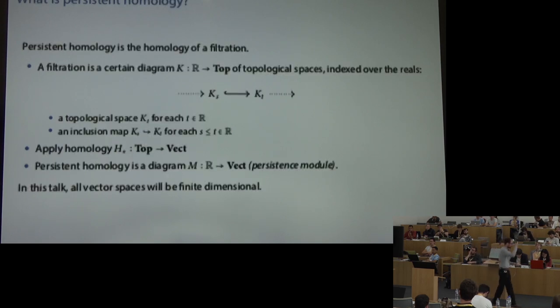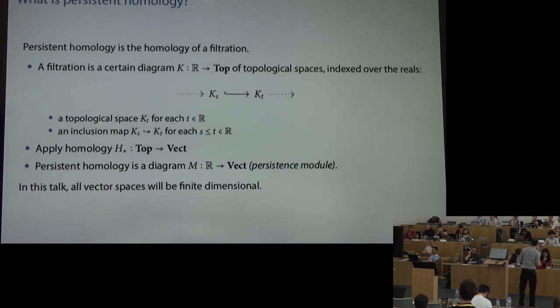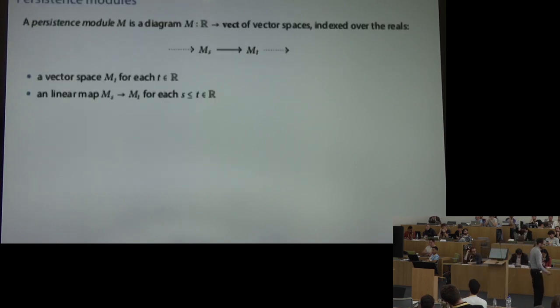And that means if we apply homology, we get another diagram. Now it's a diagram of vector spaces. We call such diagrams persistence modules. And we will assume, for a good reason, we work with finite samples, so the vector spaces will automatically be finite dimensional, which is very good because then we still understand things in the following way.